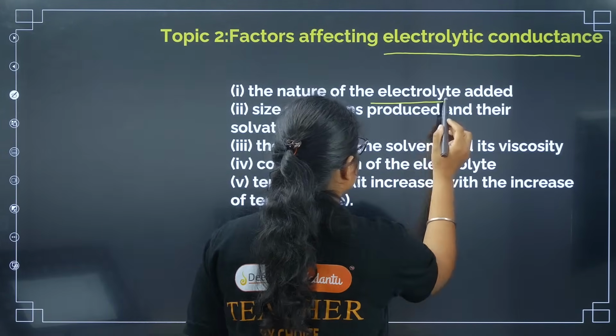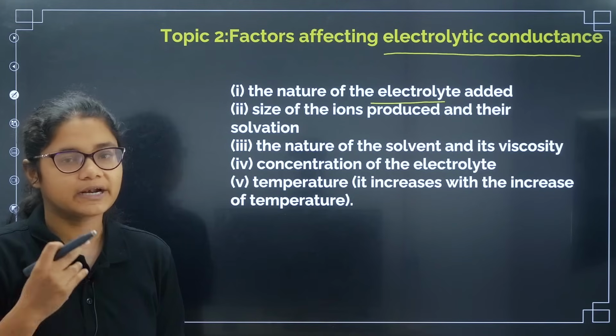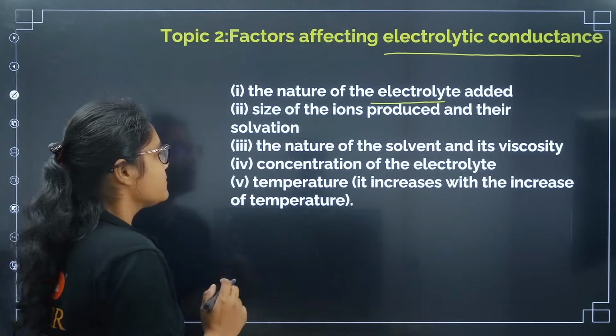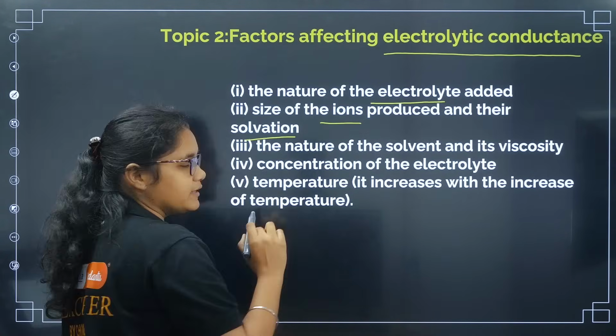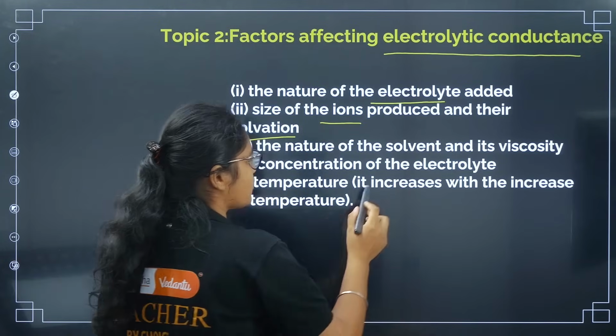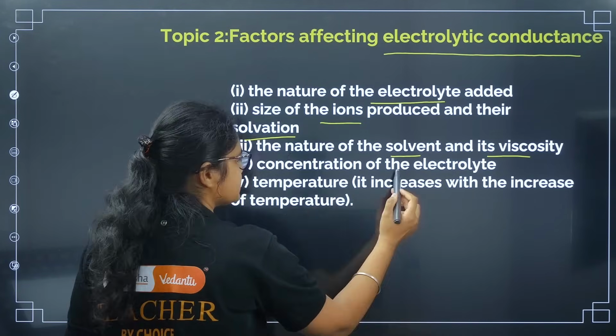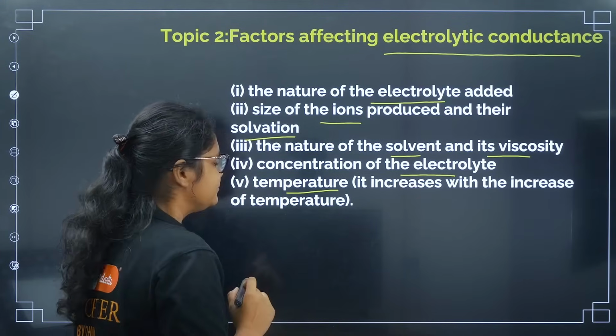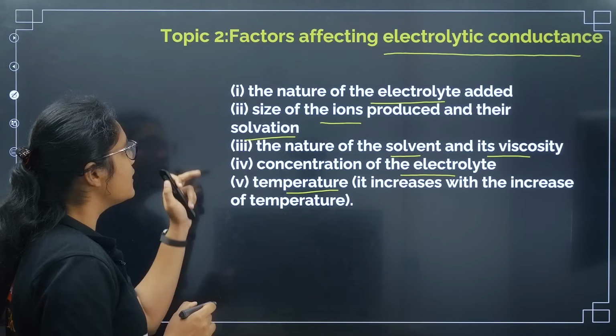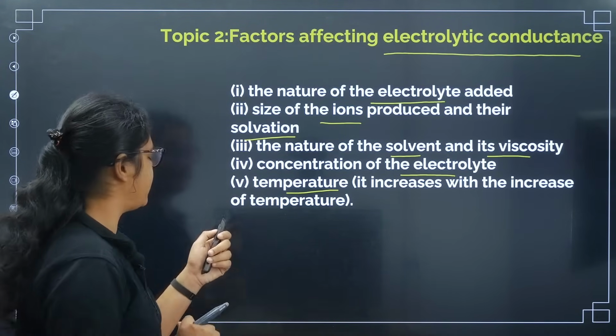So first, it depends on the nature of the electrolyte, whether it is a strong electrolyte or a weak electrolyte. Then the size of the ions produced and their solvation. Next, the nature of the solvent and its viscosity, concentration of the electrolyte, and temperature. So these are the factors, you can just quickly point it down.